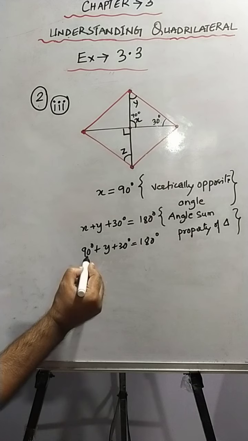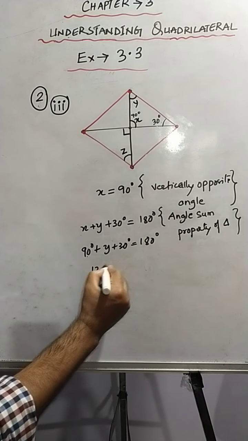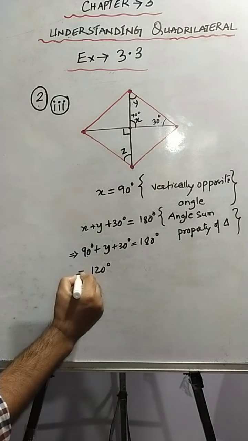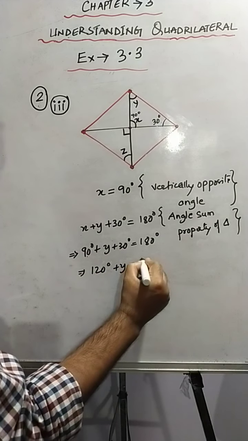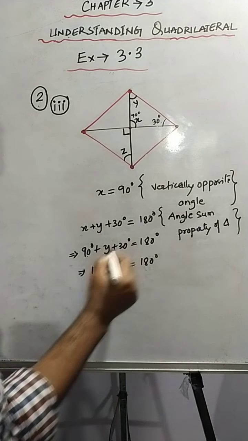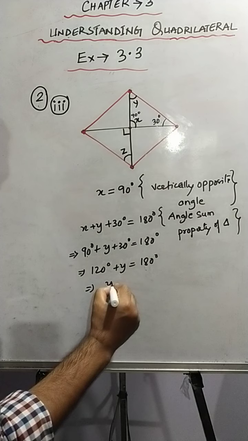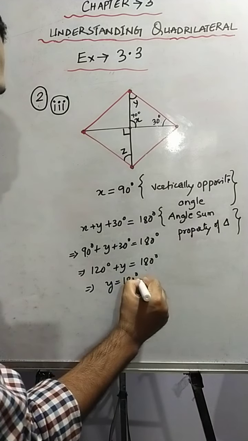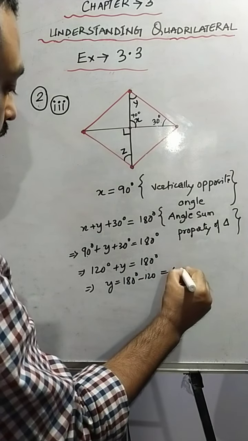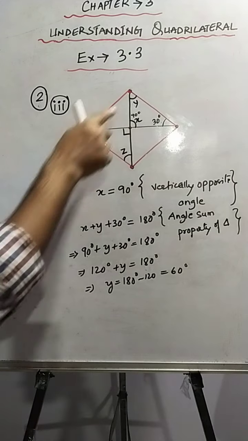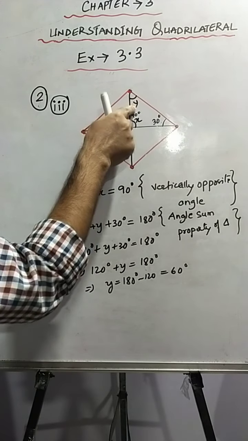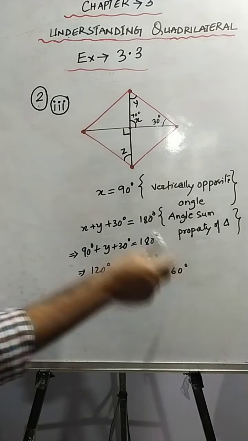We'll add these two values, that is, it will be 120 degree plus y is equals to 180 degree. We'll transpose this 120 degree towards the right hand side. So it will give us 60 degree. Fine. So now we are aware of the value of y. It is what? 60 degree.